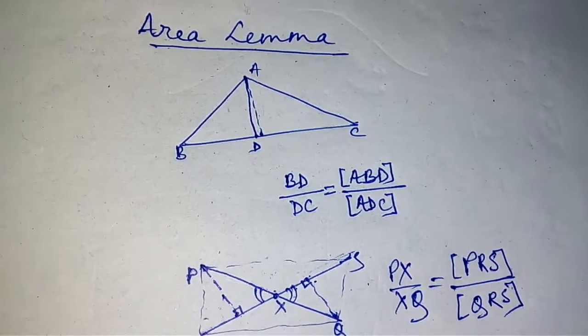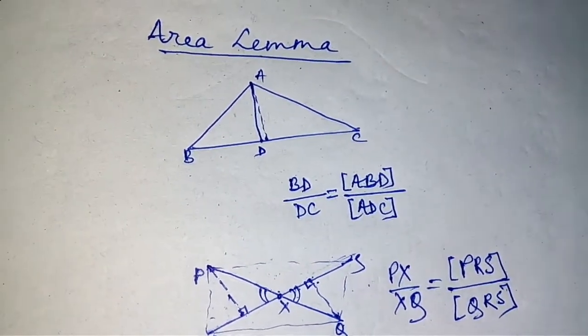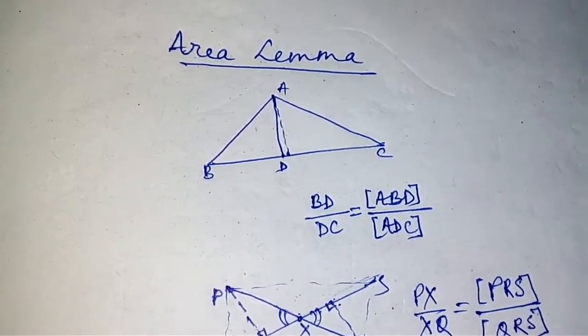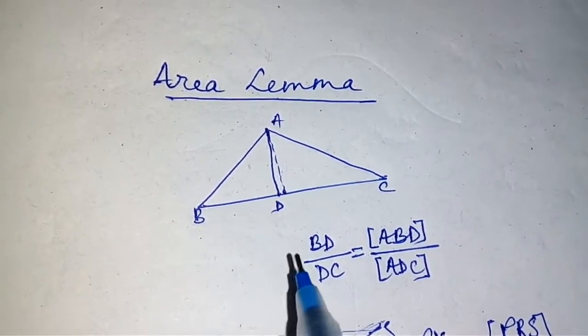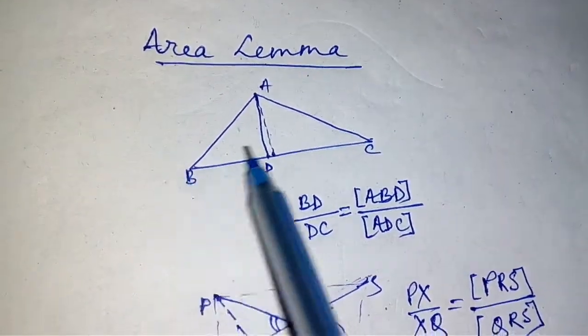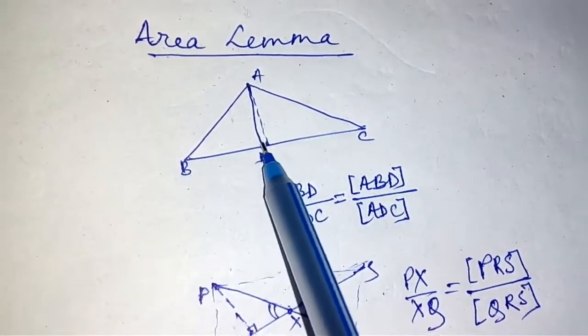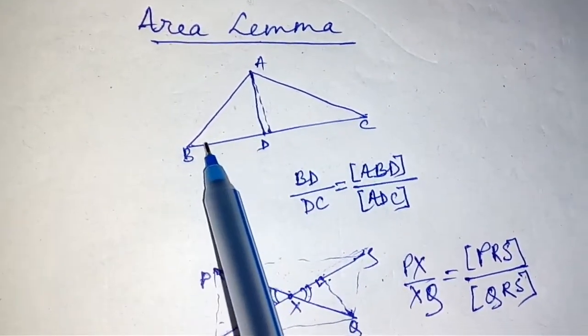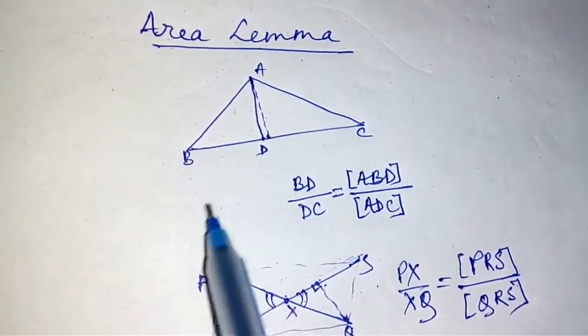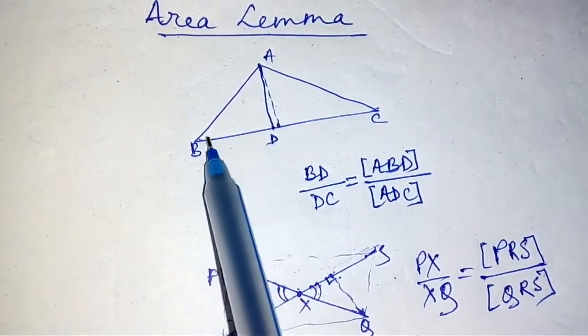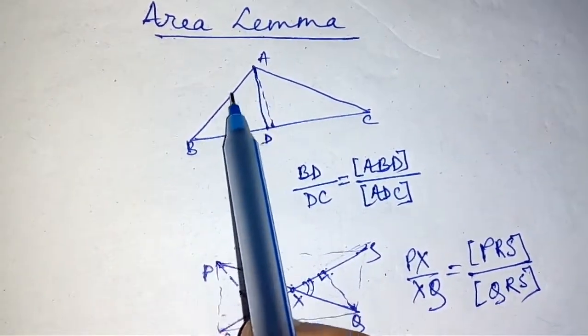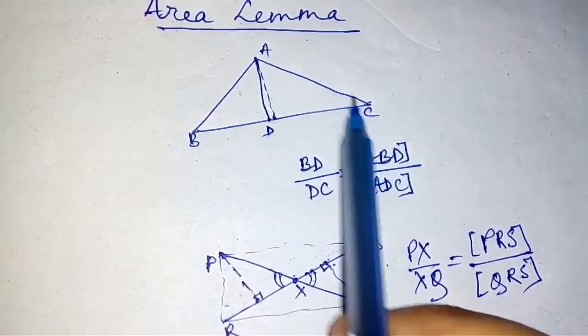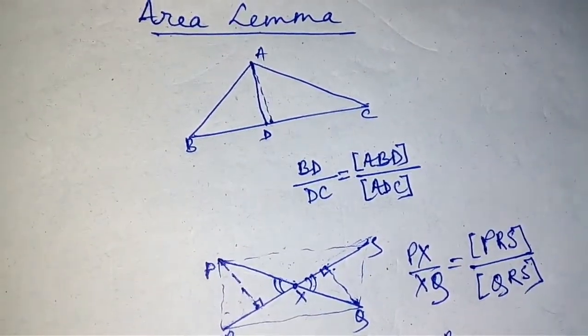Our first method for finding the ratios of the lengths was the area lemma. The basic statement of the area lemma is that if I have a triangle ABC and D is a point on BC, then the ratio of the lengths of BD to DC is the ratio of the corresponding areas, that is, area of triangle ABD divided by area of triangle ADC. Now this is very simple to prove.